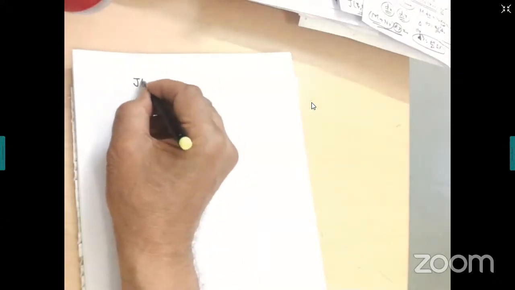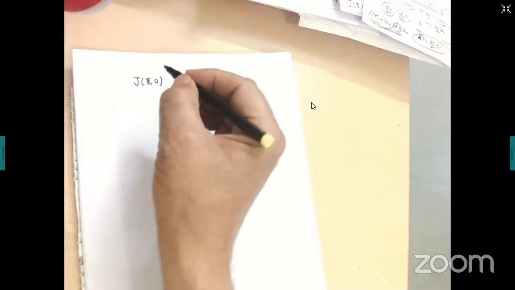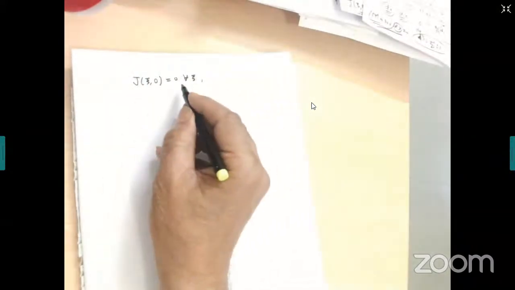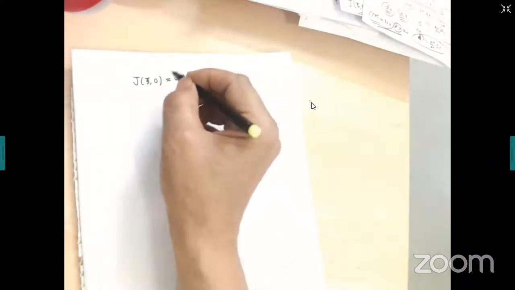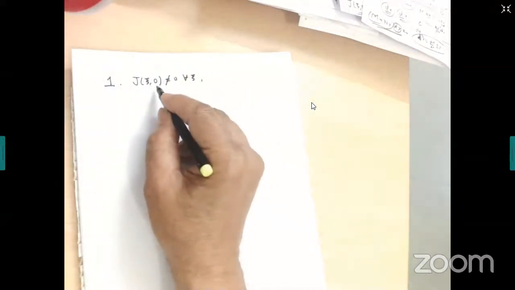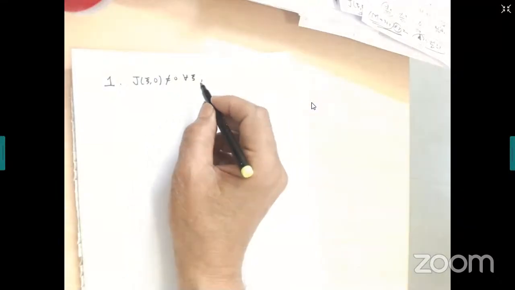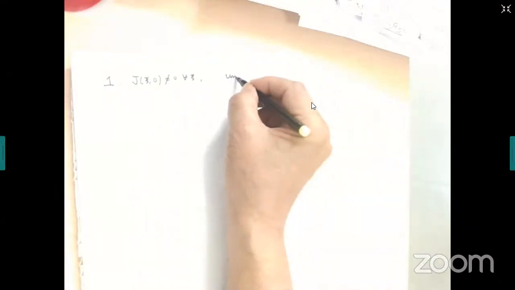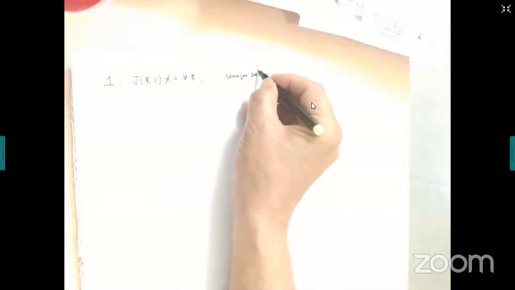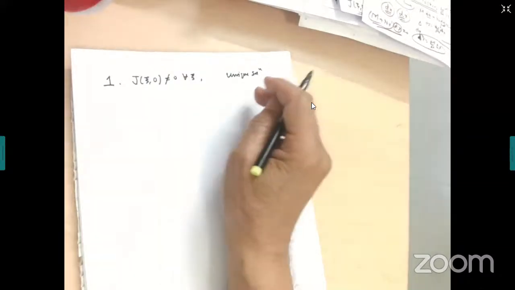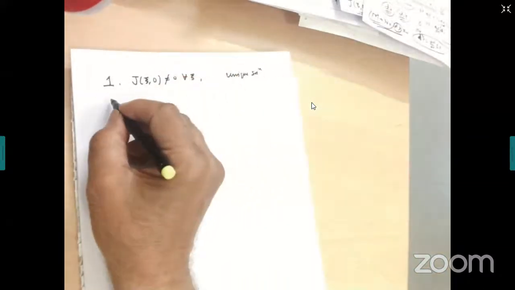The possibilities are: J of xi, if this is not equal to 0 for every xi. Let us consider case 1. Case 1, if J is different from 0 for every xi, it means a unique solution. Very good. Unique solution, no matter what happens to the right hand side, as I have already explained to you.